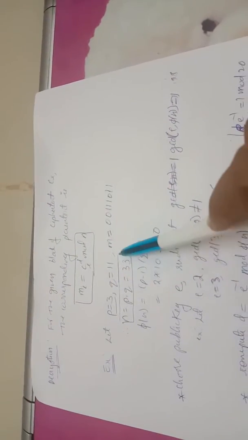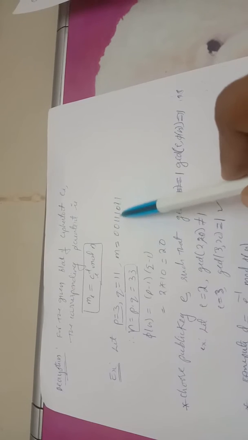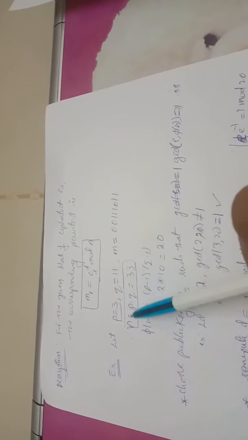So let us consider the values p is equal to 3 and q is equal to 11, and the given message m as 00111011 in binary representation. We have n is equal to p into q, which is 33. Similarly phi of n, which is p minus 1 into q minus 1, is 2 into 10, which is equal to 20, where 2 is 3 minus 1 and 10 is 11 minus 1.